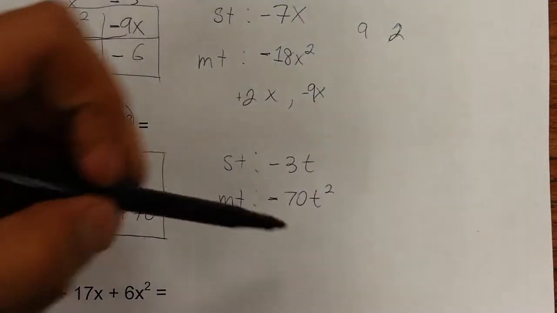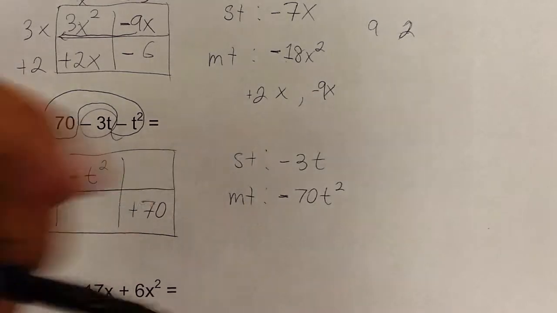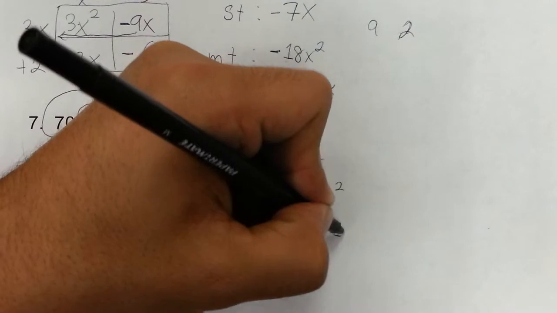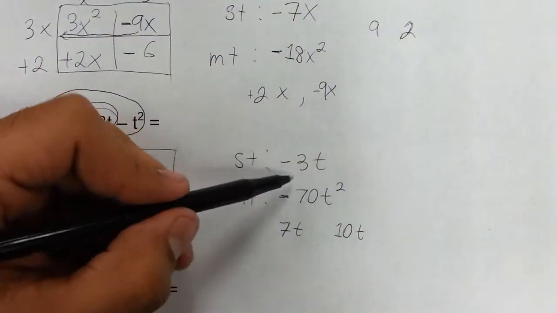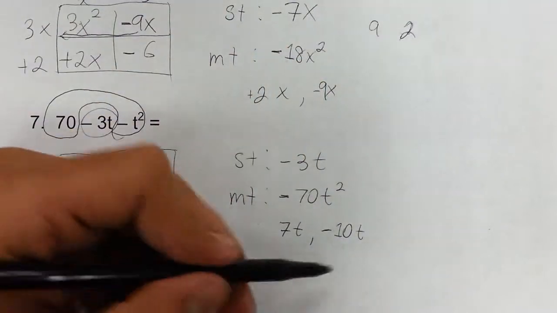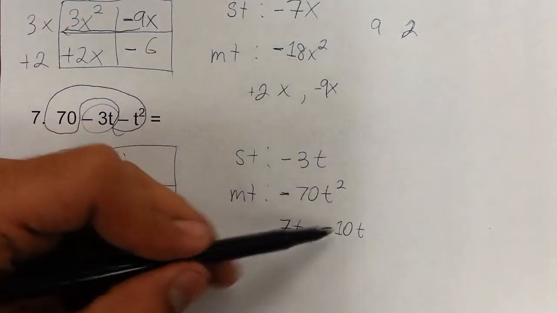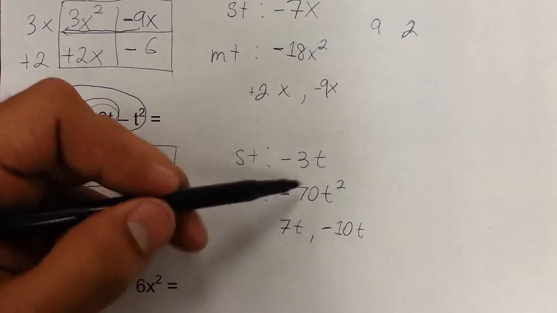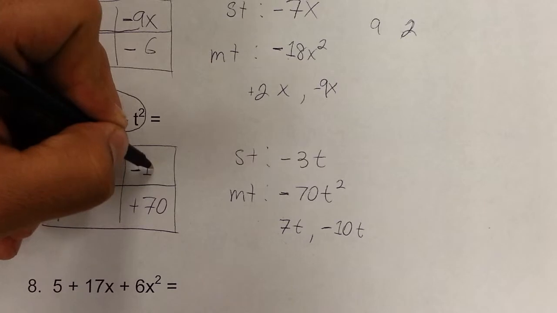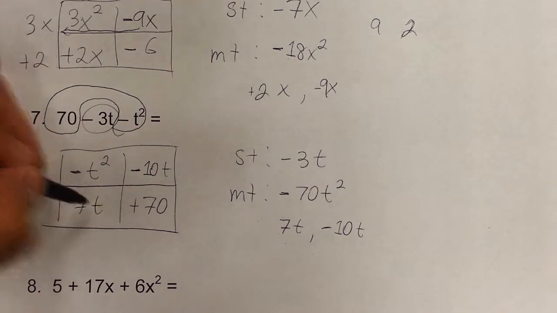So since they're different signs, I'm going to need two expressions that have a difference of 3. So I can think of 7t and 10t. They have a difference of 3t, but we want a negative 3t, so the larger expression should be negative, which would be a negative 10 and a positive 7. That would give us a negative 70t squared when we multiply them, and a negative 3t when we add them. So I'll fill in where I need. I've got the negative 10t and a positive 7t.